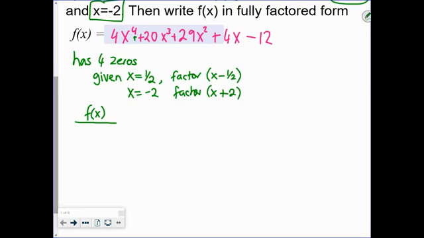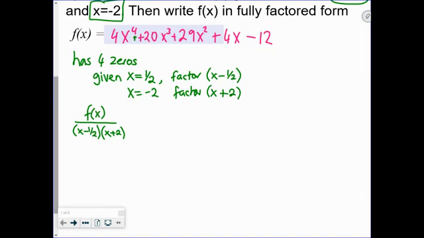f of x is of degree 4. If I divide out x minus a half, I'll have something of degree 3. Then if I divide out by x plus 2, I'll have something of degree 2. I'll be left with a quotient that is quadratic, something of the form ax squared plus bx plus c, and I can always find the zeros of those, either by factoring or by using the quadratic formula. So that's my plan, that's what I'm going to do.